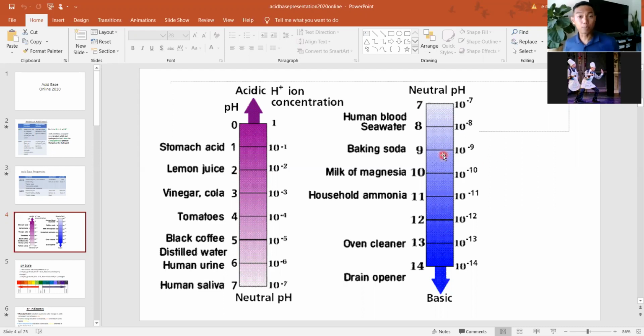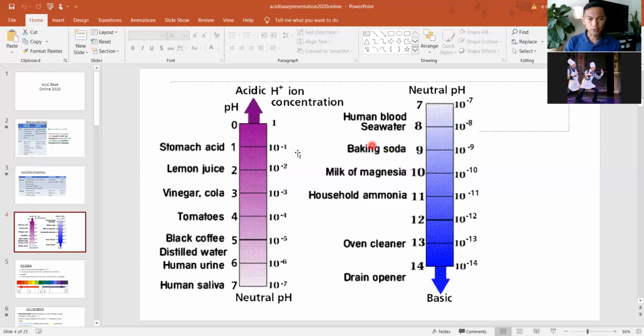On the right side, we have our bases. You can see many are household cleaning materials. If you're having acid reflux or heartburn, then you might take, let's say, milk of magnesia, or Tums, something that has baking soda in it to neutralize. When acid and base combine, it's called a neutralization reaction.